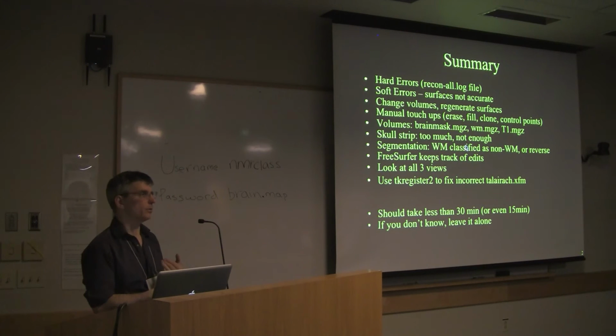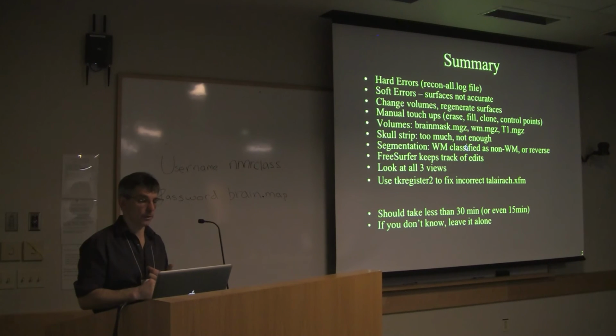Soft errors are places where the surface itself does not follow the intensity gradient the way that you would expect. So you would look at the surface and you would ask yourself, would I draw this surface there? You change volumes and then regenerate surfaces. You generally don't operate on surfaces directly.